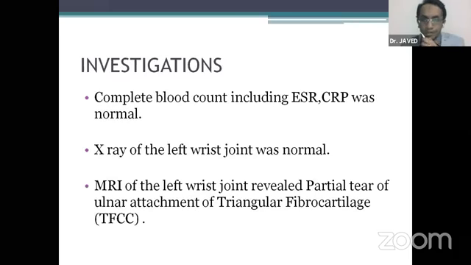Now, coming to the investigations, the patient had already got done a few investigations. Initially, complete blood count, including the ESR and CRP, was normal. X-ray of the left wrist joint was done, which was totally normal. The patient had already got done an MRI of the left wrist joint, which revealed a partial tear of ulnar attachment of triangular fibrocartilage.